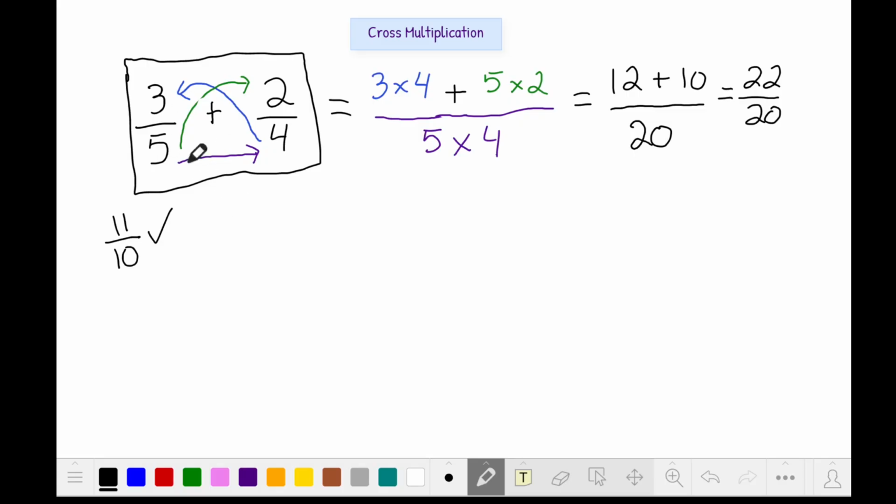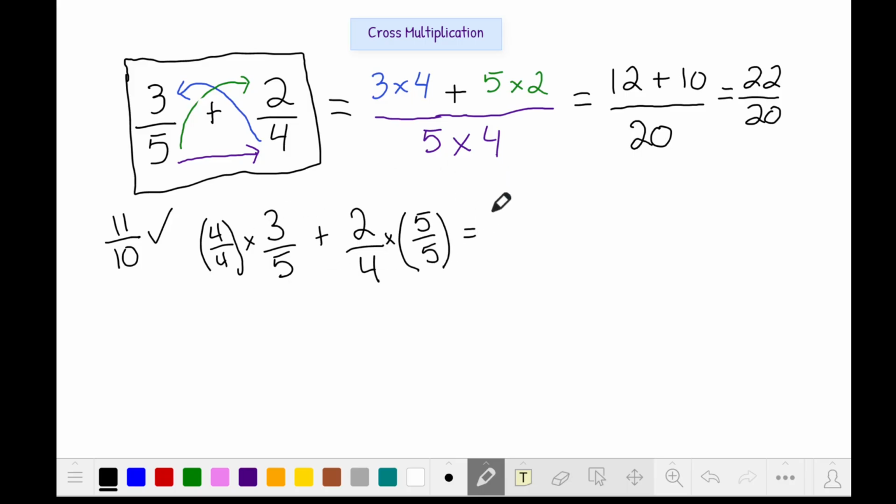So in this example, we could have done the exact same thing as we did in the previous example. So we've got 3 out of 5 plus 2 out of 4. Now, 3 out of 5, I know that I can make the 5 look like a 20 by multiplying by 4 out of 4. And I know that I can make the 4 look like a 5 by multiplying by 5 out of 5.